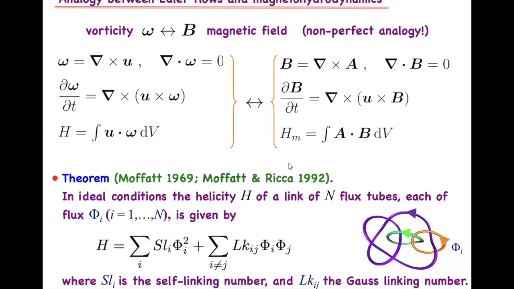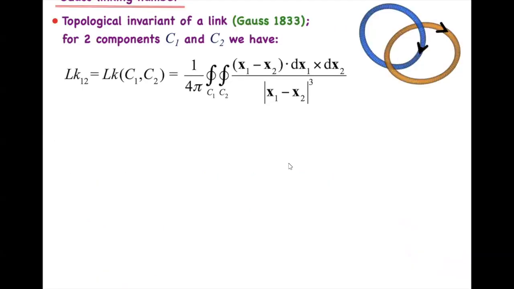So we have a volume integral, and after some work, you can show that this volume integral can be written in terms of these quantities, where phi, you think of phi as the strength of your vortex tube or magnetic tube, and SL, LK are here. LK is the Gauss linking number between components in the link, and SL is the self-linking number, the topological corresponding quantity for knots. Okay, I'll be very quick on this, because I assume most of you know this very well.